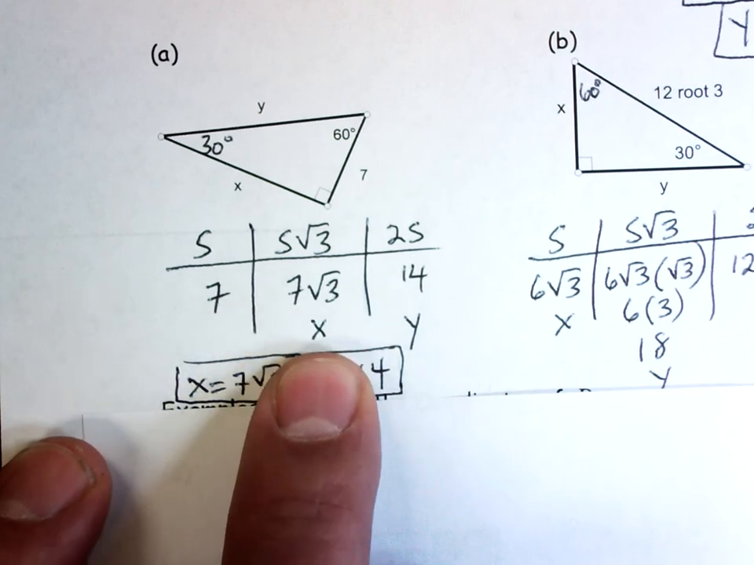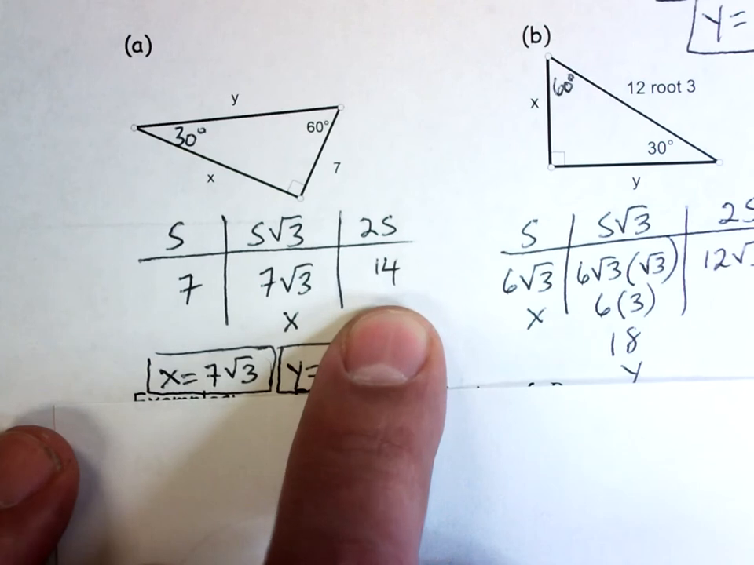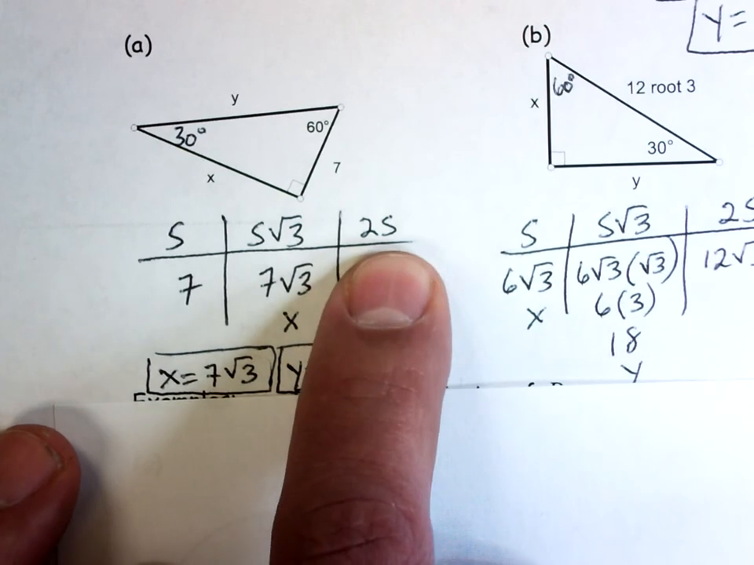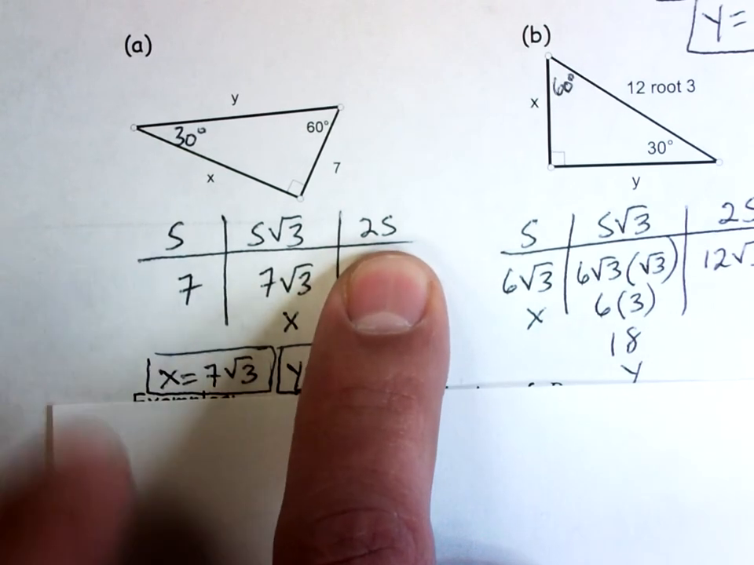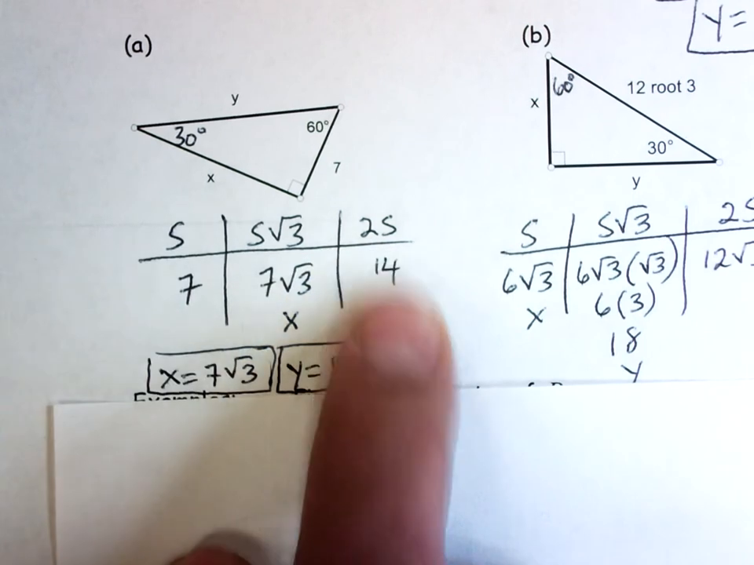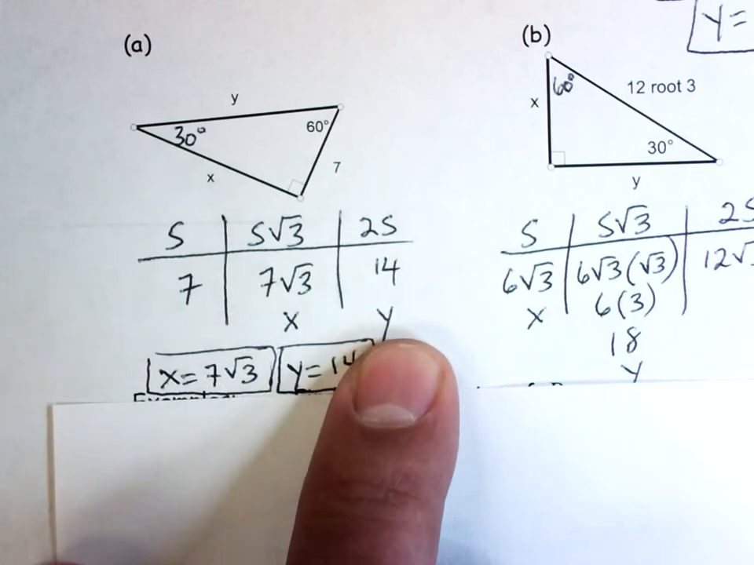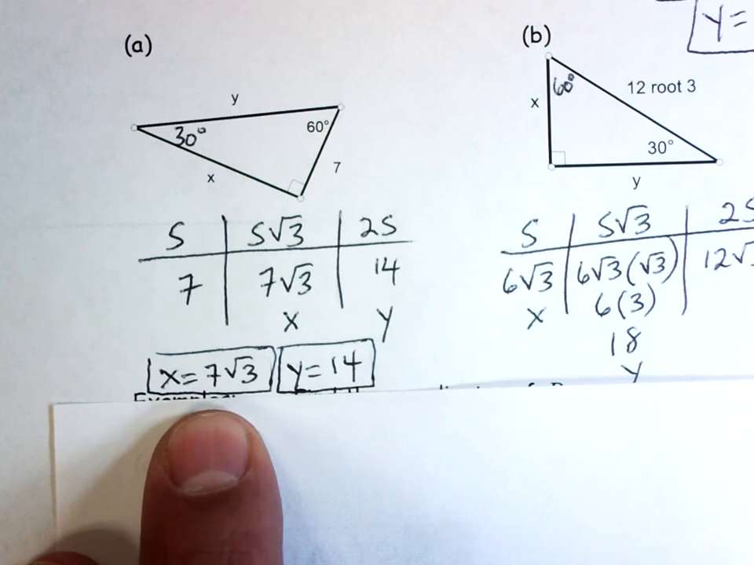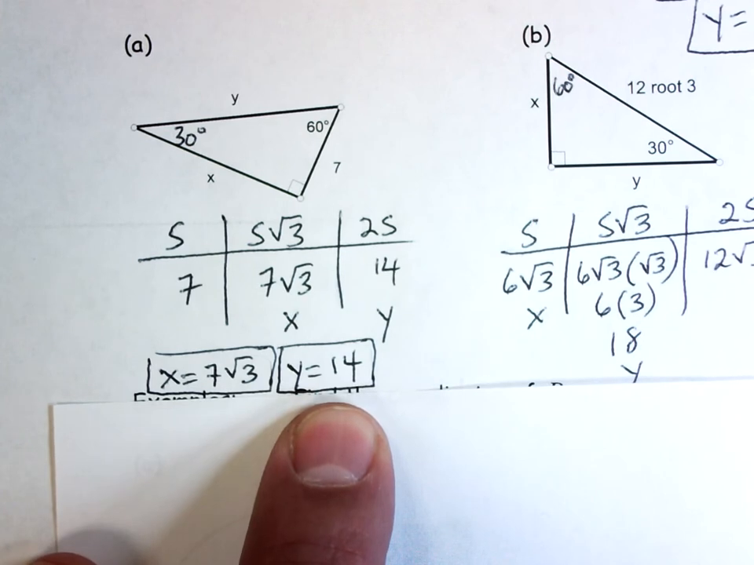Now to get the hypotenuse, again, we just take our s, our short side, and multiply it by 2. So if my short side was 7, 2 times 7 is 14, so that is my y. So my x is 7 root 3, and my y is equal to 14. Alright, what about this one?